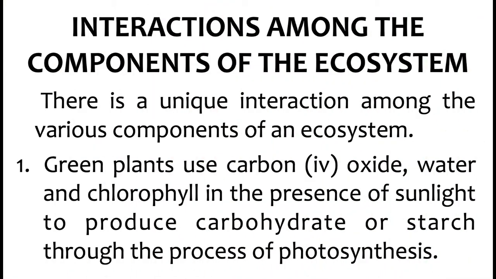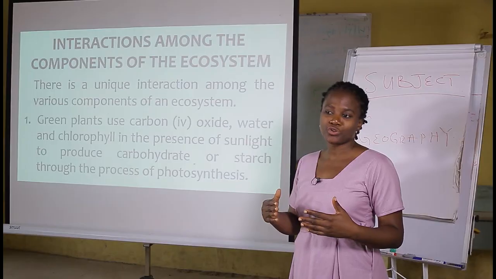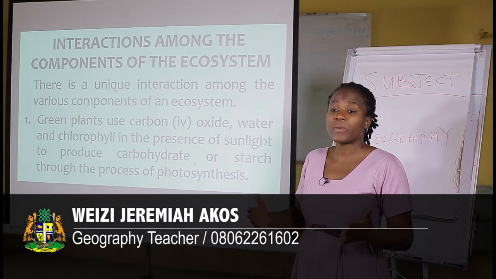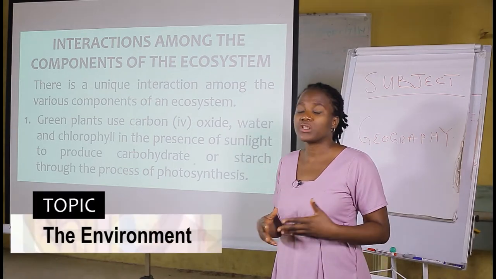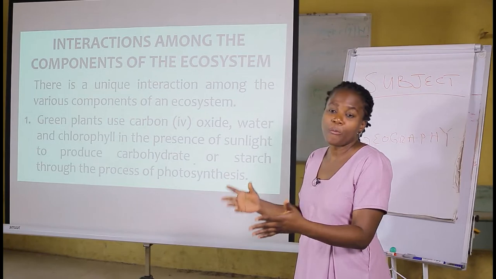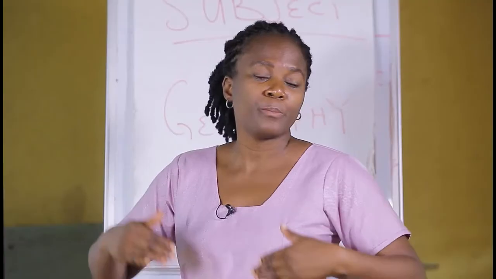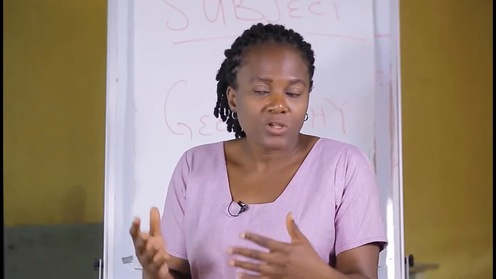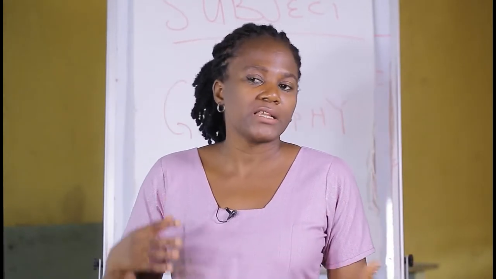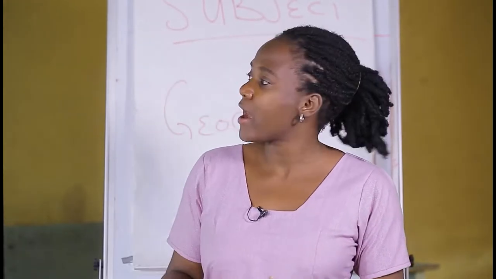Interaction among the components of the ecosystem. The ecosystem is another name for the environment. When we talk about interaction, it's like when you relate one person to another when dealing with human beings; there's also interaction in the ecosystem. Man has uses for some components of the ecosystem, so man benefits from it, and the ecosystem also benefits from man. So we're going to look at how these benefits are derived.